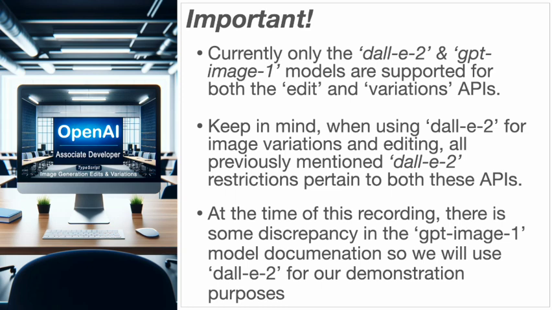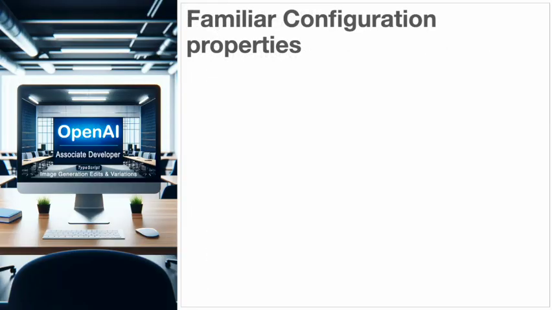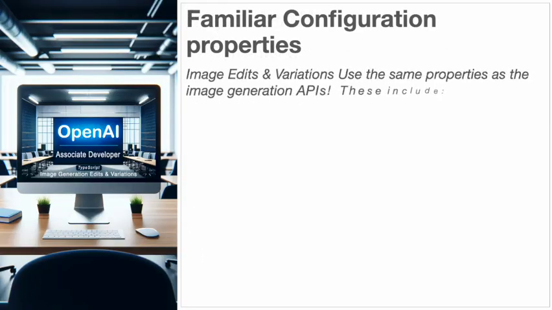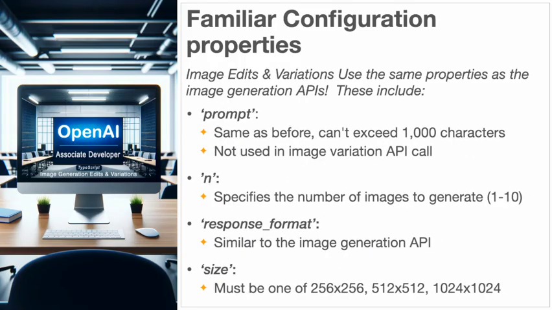Okay, now let's take a look at the configuration properties used to configure these API calls that you should already be familiar with. These properties work the same way in the Image Variations and Edit APIs as they do in the Image Generation API. These familiar properties include the prompt, same as before, and again, the prompt can't exceed 1,000 characters since the model must be DALL-E 2. Now, there is a caveat here. The prompt is not used in the Image Variation API call.